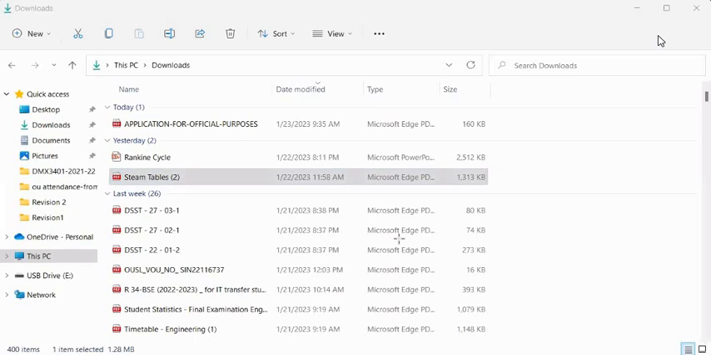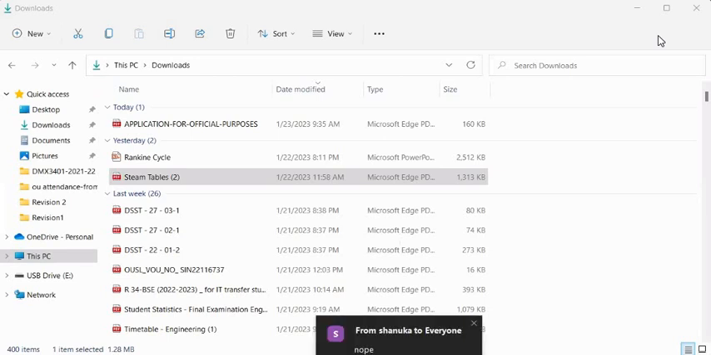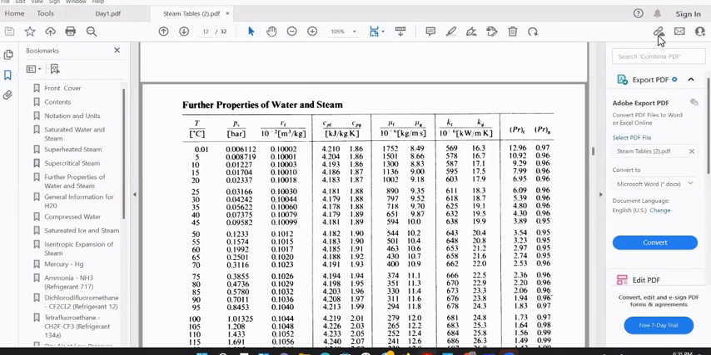Can you see the steam table? Right? No, one moment. Can you see now? Okay, right.